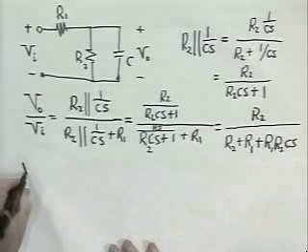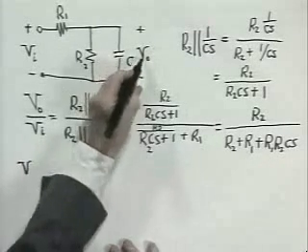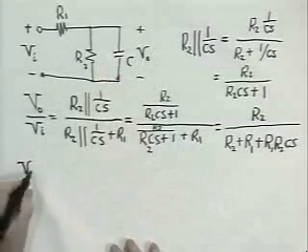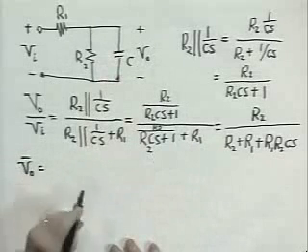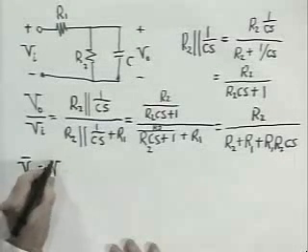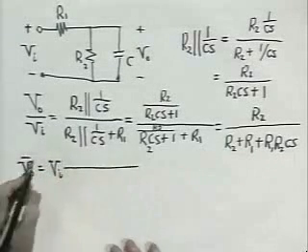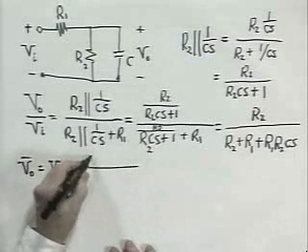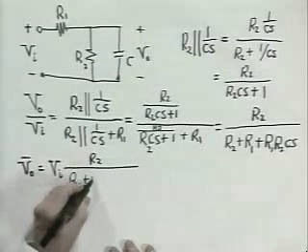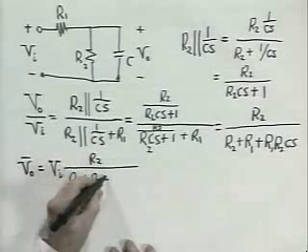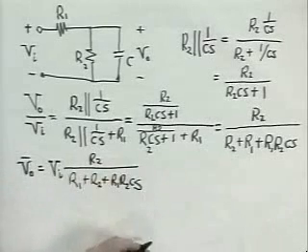The output voltage, V sub L, I'm looking in the end for a time function which corresponds to this complex amplitude. The complex amplitude of the output, V sub 0 bar, is just the complex amplitude of the input, V sub I, multiplied by this ratio, R2 over R1 plus R2 plus R1 R2 C S.